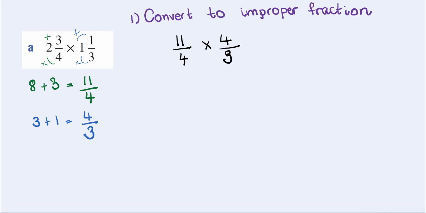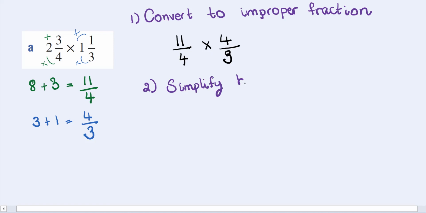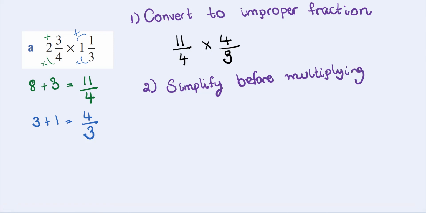Now what I can see is that you can simplify this fraction before you move on further. So you have to make sure you're simplifying your fraction before you're multiplying them. Okay, so first step, converting it into the improper fraction. Then you need to simplify before multiplying that fraction. So I'm going to simplify 11 over 4 times 4 over 3.